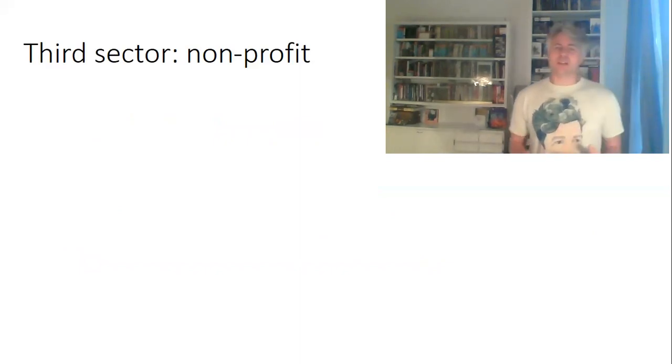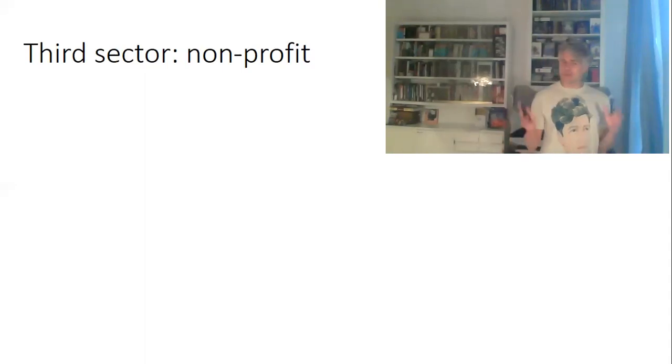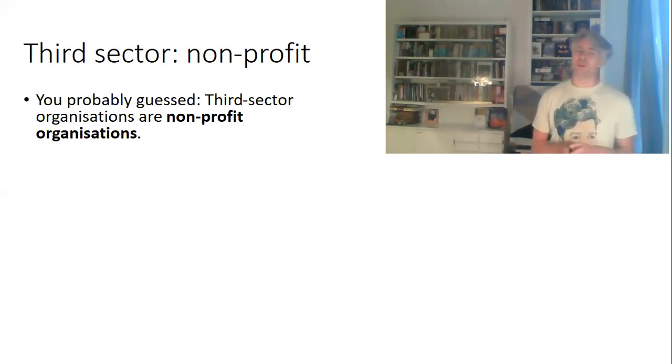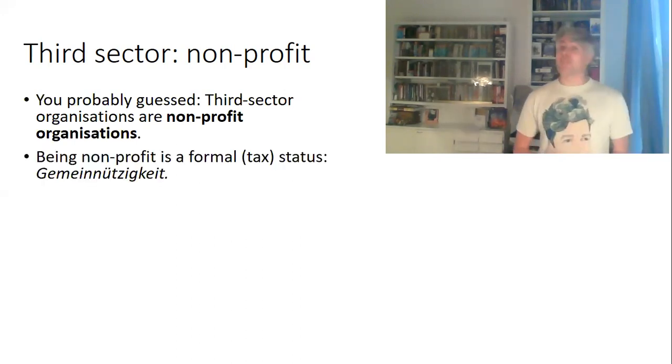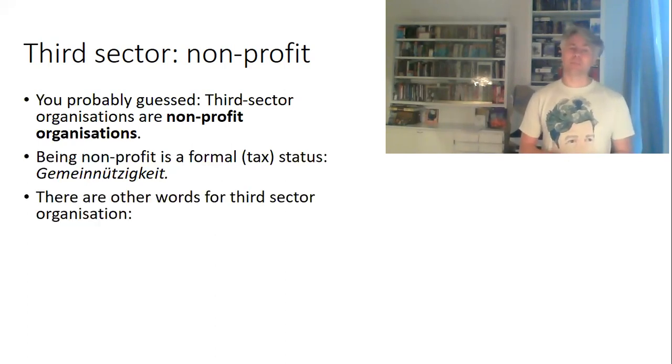Hey, I think I went too quickly there. If you looked, you would have seen the answer already. The commonality is really quite simple. You've probably guessed 3rd sector organizations are non-profit organizations. Being non-profit, that's a formal status that the organization has, okay? So it formally doesn't make a profit, and that's actually a tax status. They have to clarify that status with their local tax office. We talk about it as Gemeinnützigkeit in German.